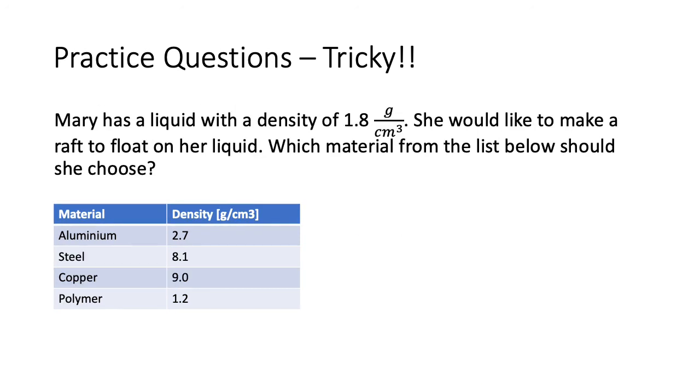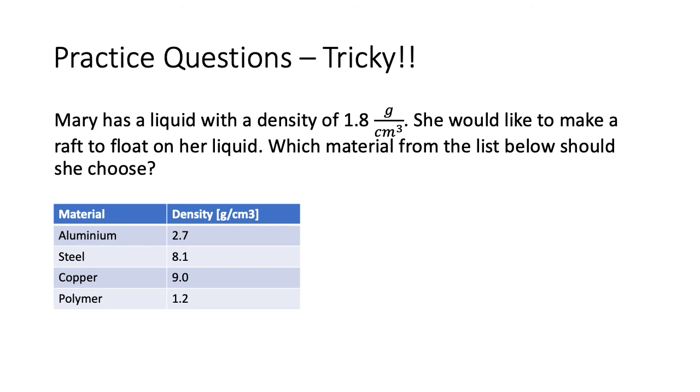Okay, so we come to our last practice question. This one is a bit tricky, not because it needs a lot of maths, but because it needs you to understand what density is about. So let's first read the question. Mary has a liquid with a density of 1.8 grams per cubic centimetre. She would like to make a raft to float on her liquid. Which material from the list below should she choose?